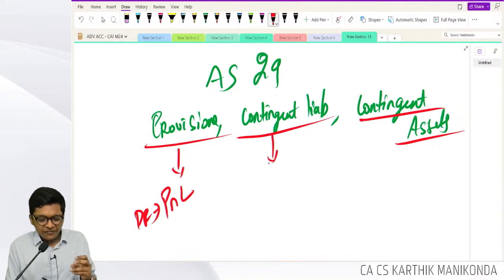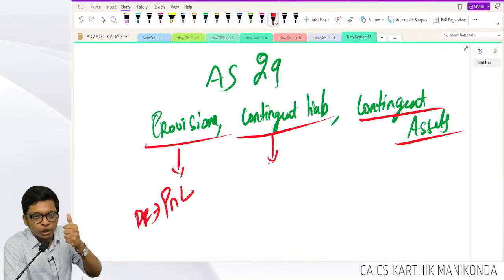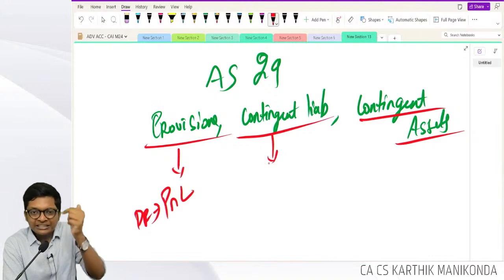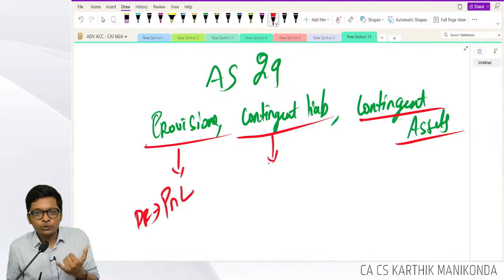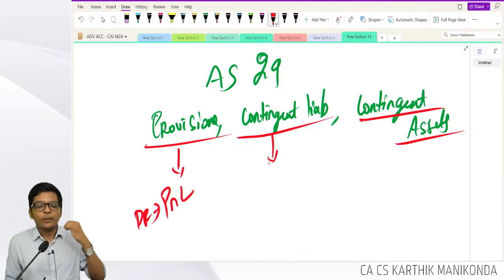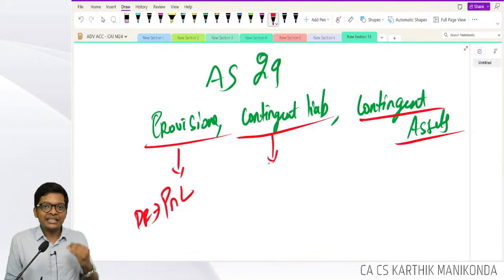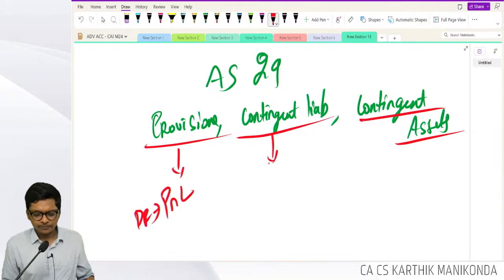Contingent liability, it's definite. See, provision is definitely I am going to pay. But how much I am going to pay only is a doubt. See, provision for gratuity, provision for bonus, provision for tax, I will pay this. How much is an estimate? So debit P&L based on the estimate.